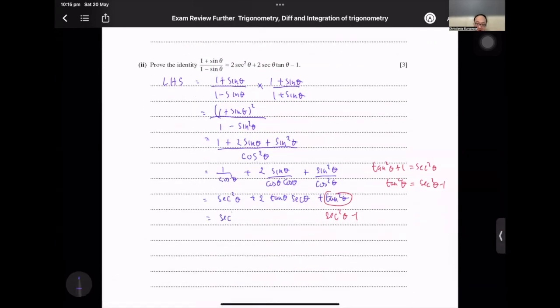Yeah, secant square theta plus 2 tangent theta secant theta plus this. And this will become 2 secant square theta plus 2 secant theta tangent theta minus 1. Yeah, proven again.